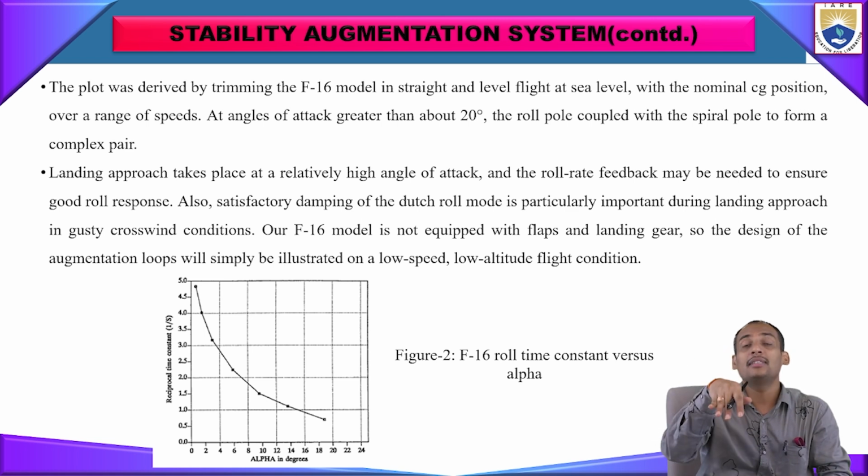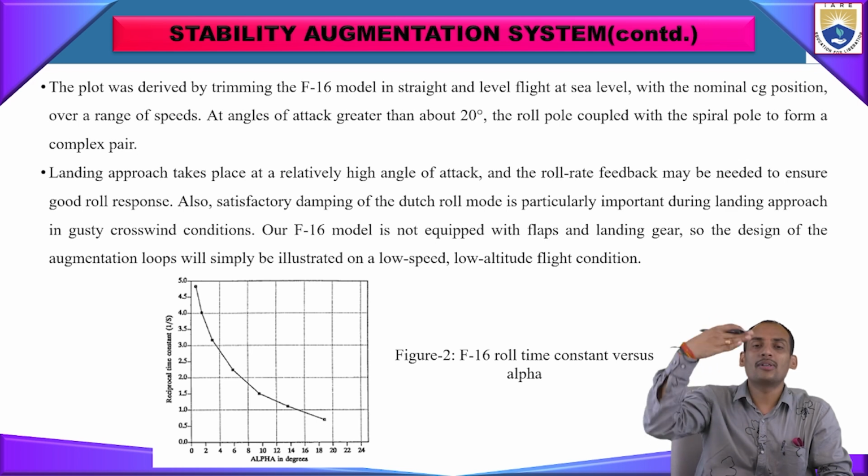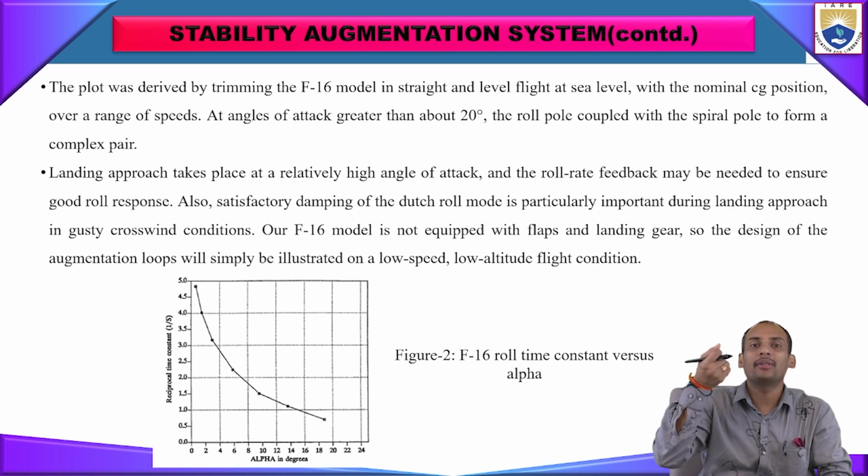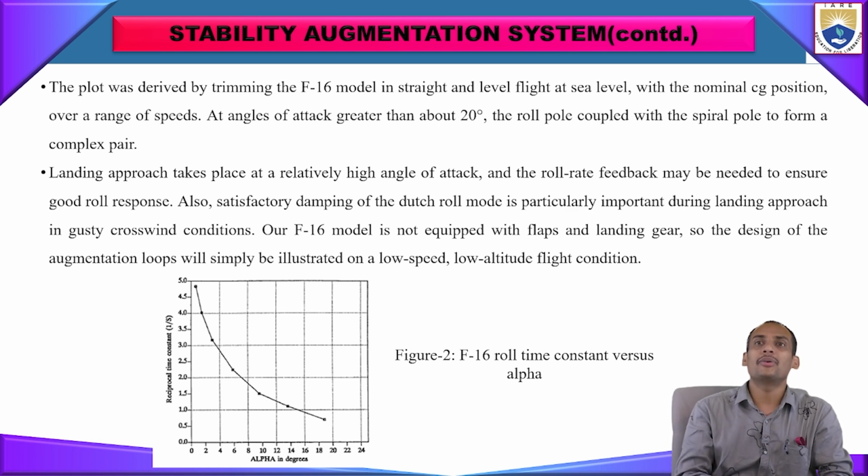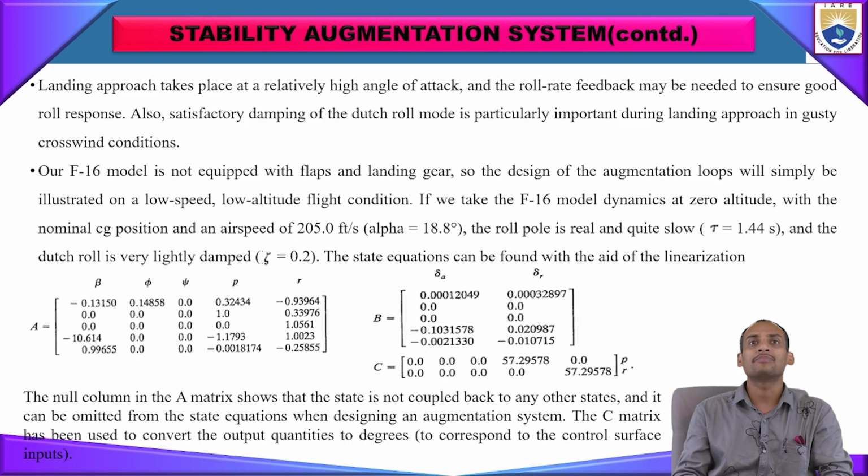Even when landing, gust winds also become significant. Due to gust winds, the aircraft must remain stable. Otherwise it will lose its stability, so that we can't control it and can't attain a proper landing. Here the F-16 model is not equipped with flaps and landing gear, so the design of the augmentation loop will be illustrated for the low speed condition only.